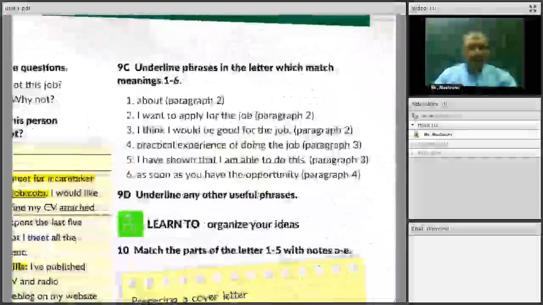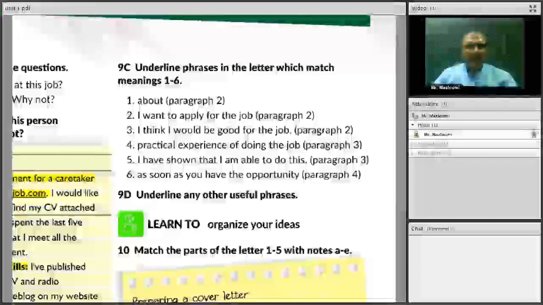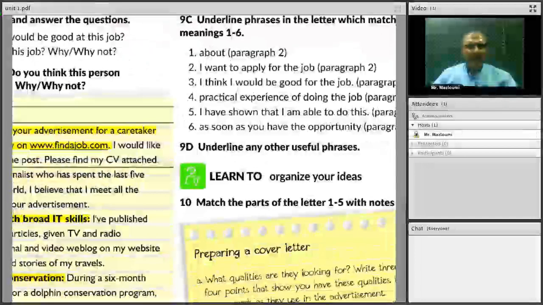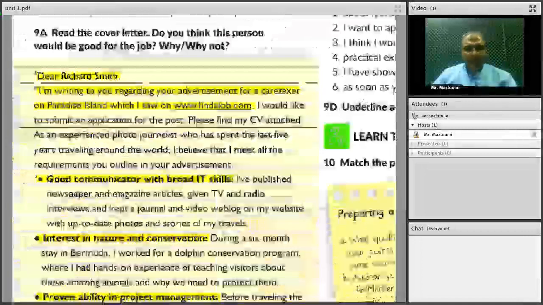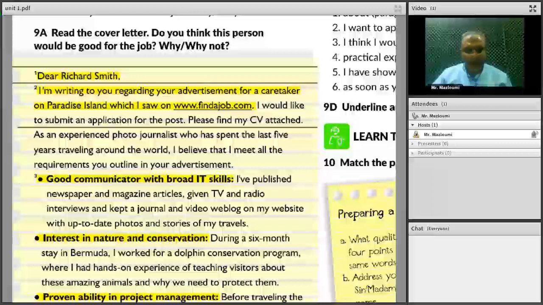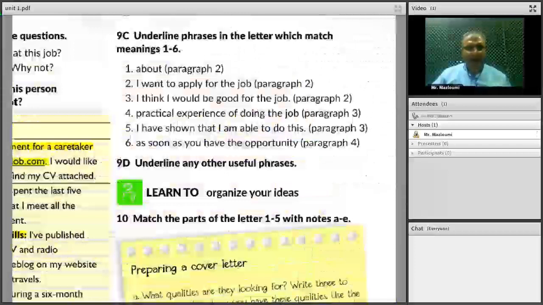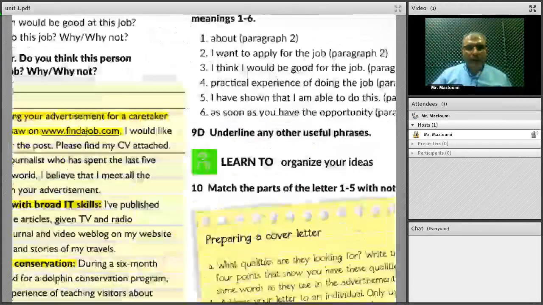All right, 9c. Underline phrases in the letter which match meanings 1 through 6. Number 1, about, in paragraph 2. So remember I told you about the numbers. So in paragraph 2, the word regarding, everyone. Regarding means concerning, about.